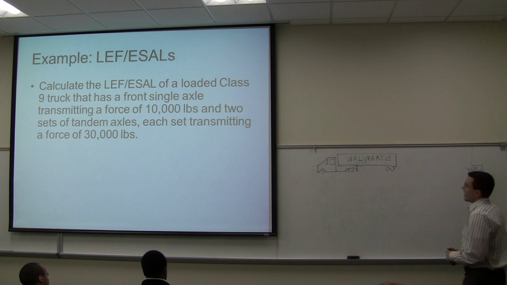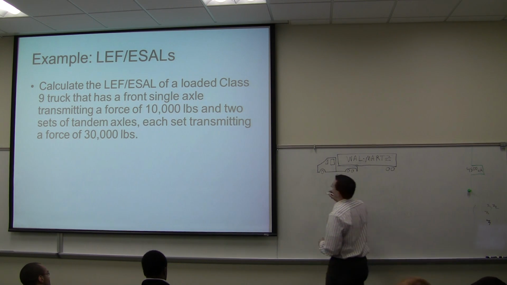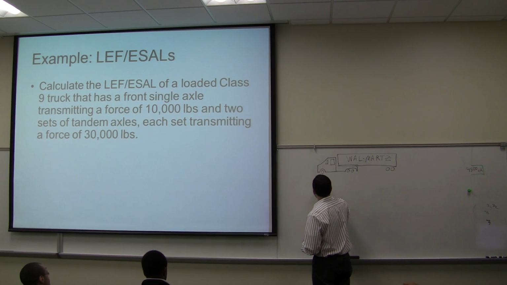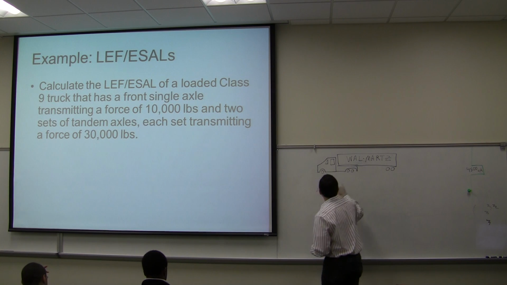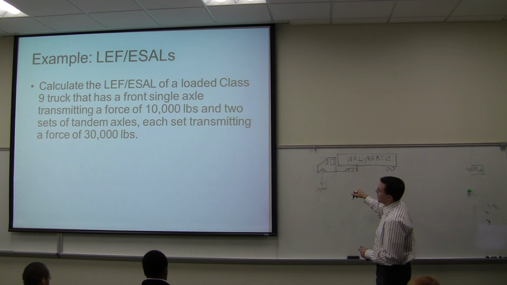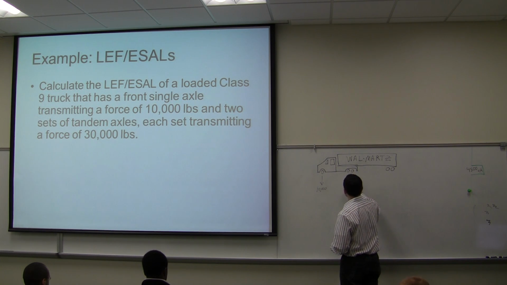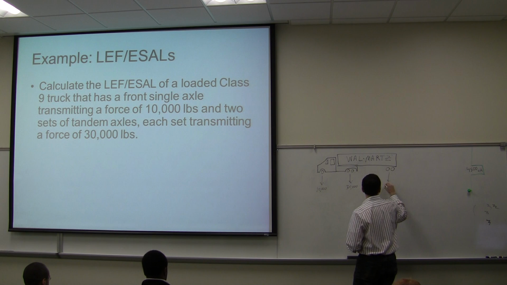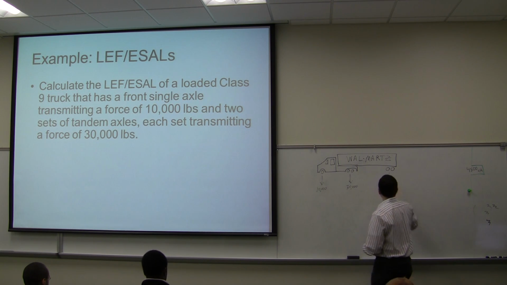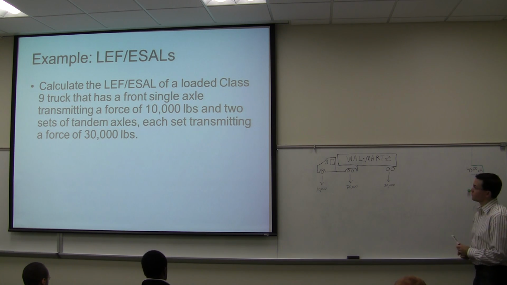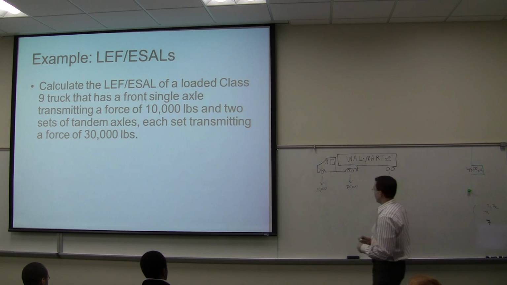Okay, so we have a Class 9 truck that has a front single axle, so we've got 10,000 pounds here. Then we have 2 sets of tandems, each set transmitting a force of 30,000 pounds. So each group is 30,000 pounds. We want to figure out what's the total load equivalency factor.